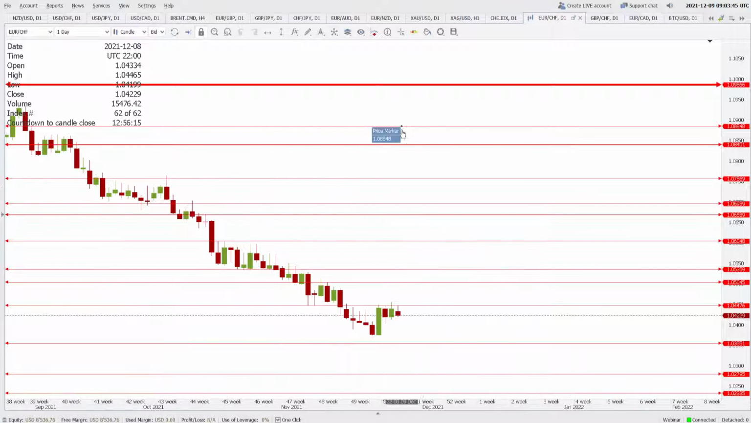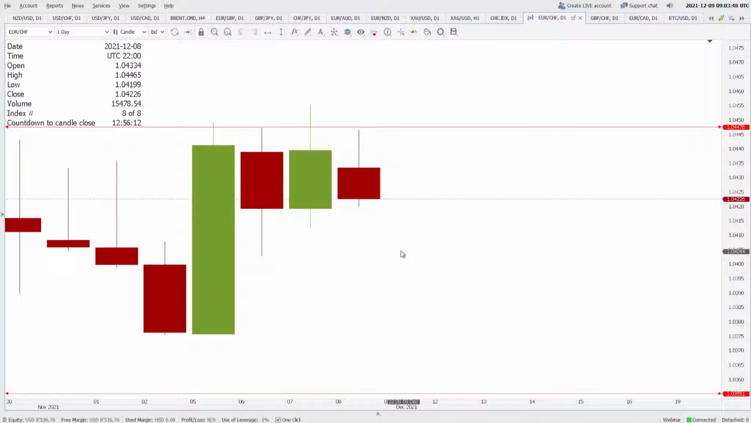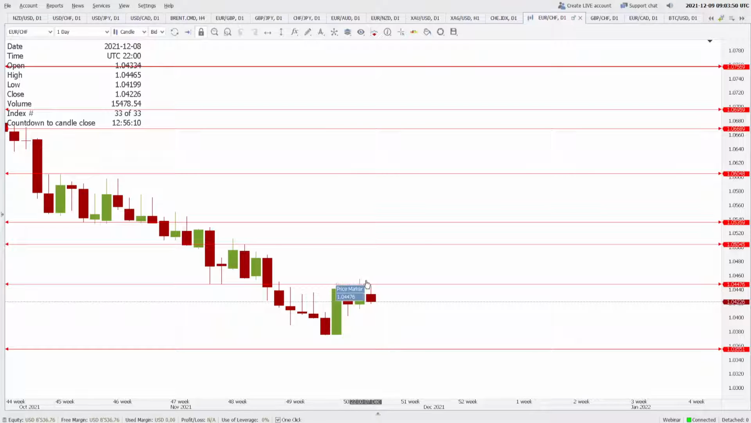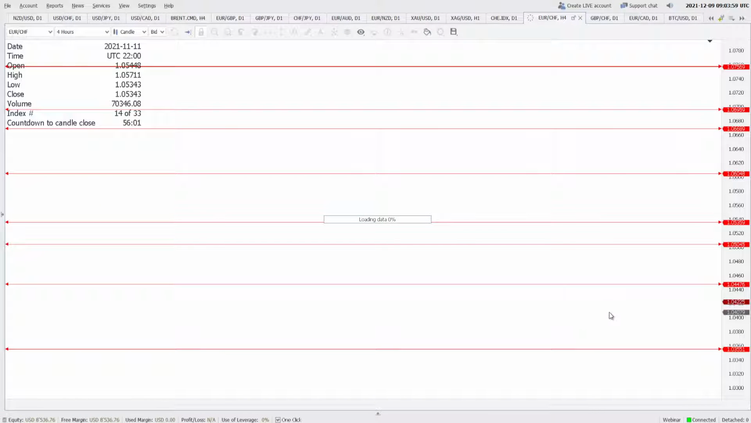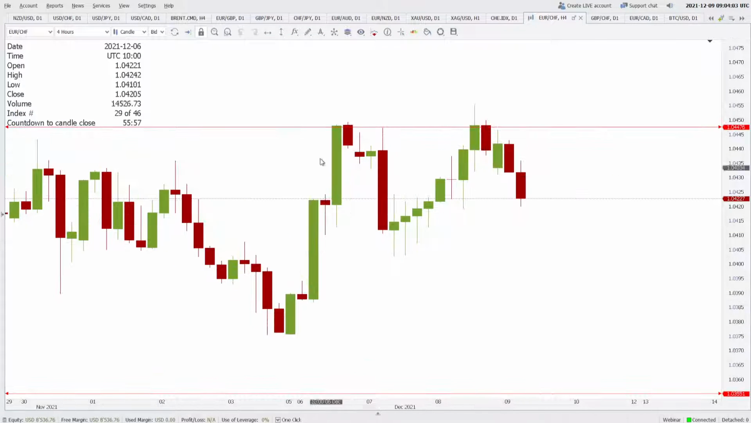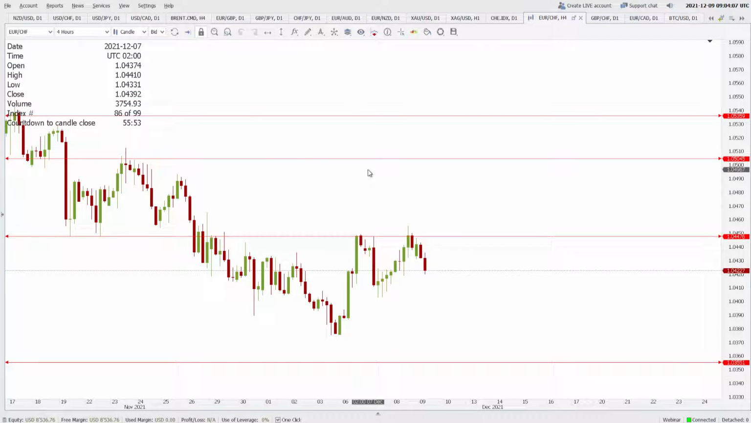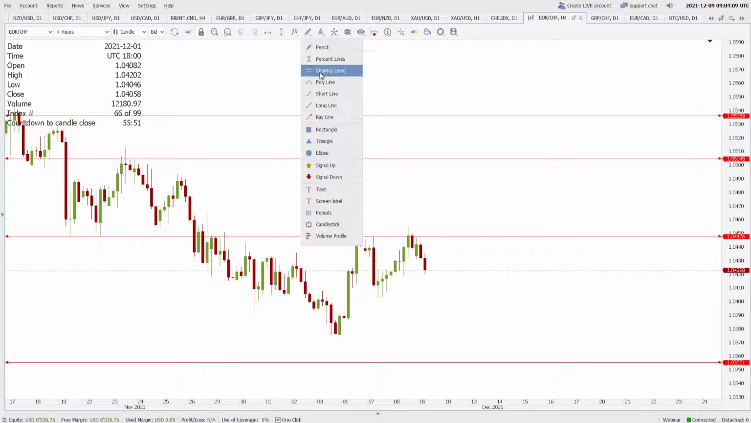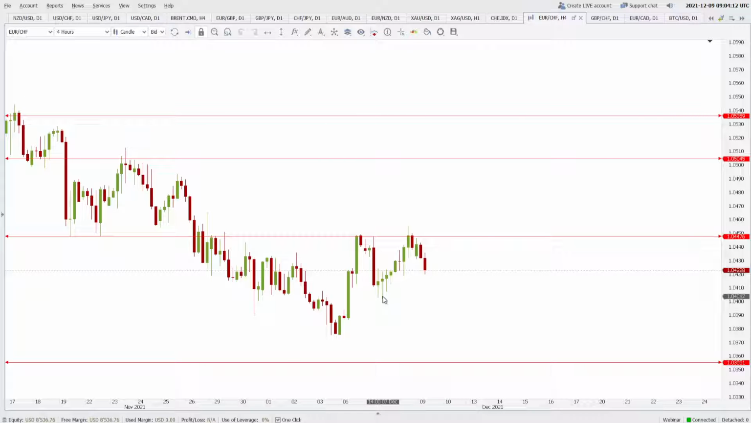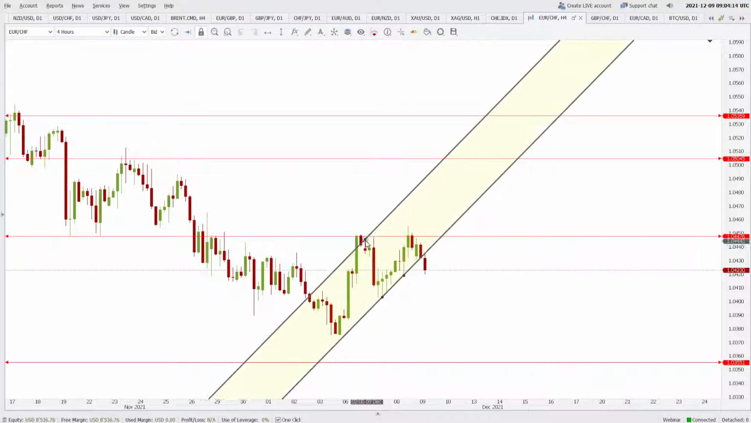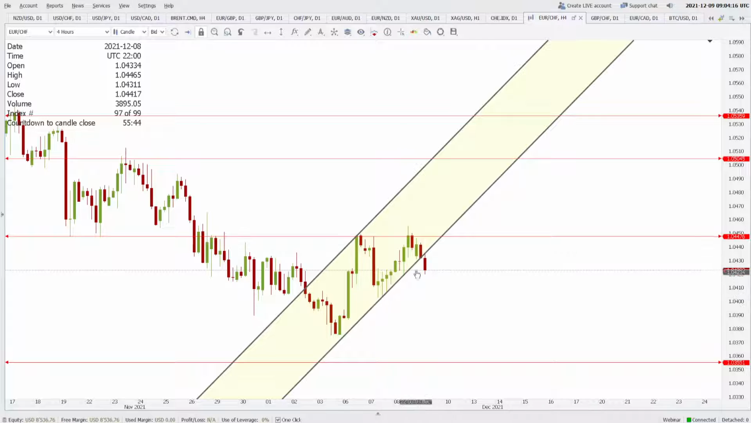Talking about the Euro CHF, an inside bar. Yesterday there was a bullish candle, closed near the resistance. Today it opened near the resistance, tested the resistance, and is now trying to go low. And if we switch to 4 hour in this market also, we can see a channel forming. So this channel seems to be breaking.